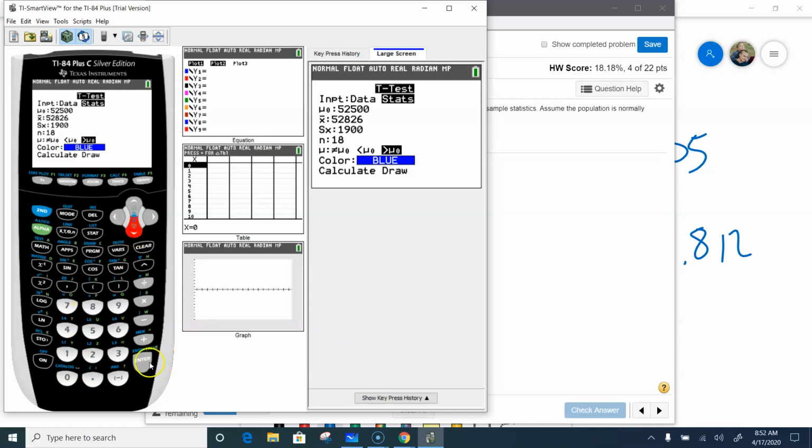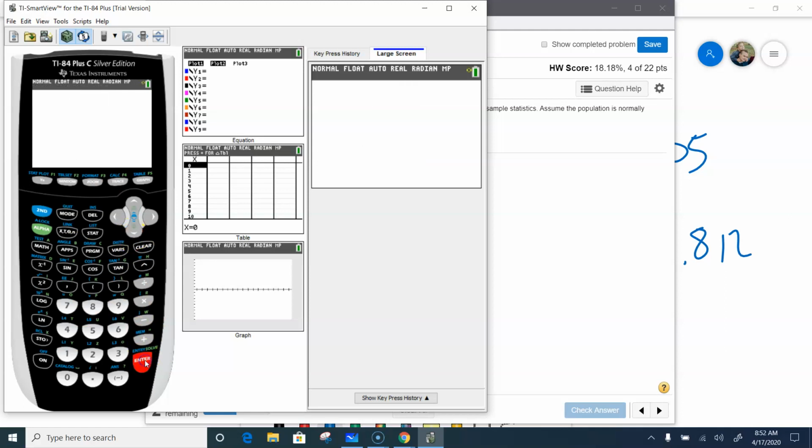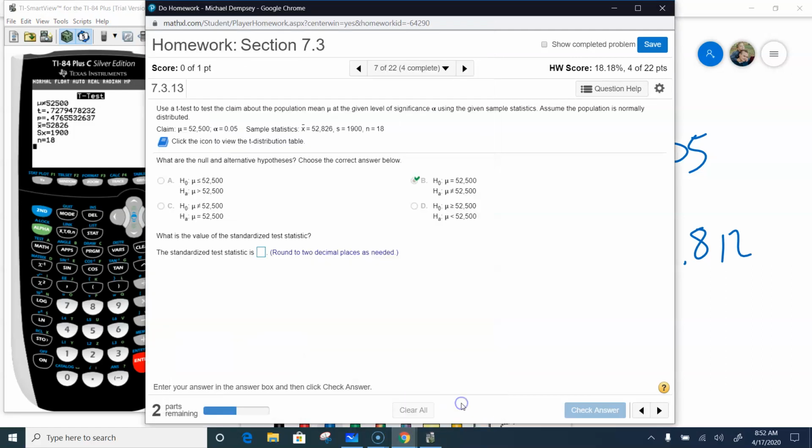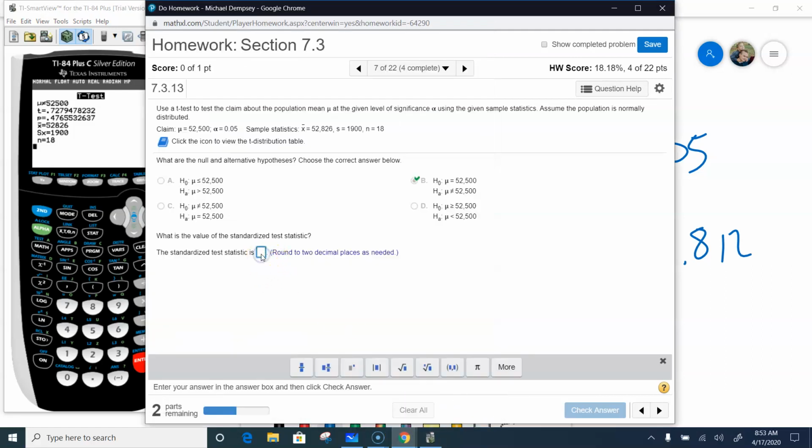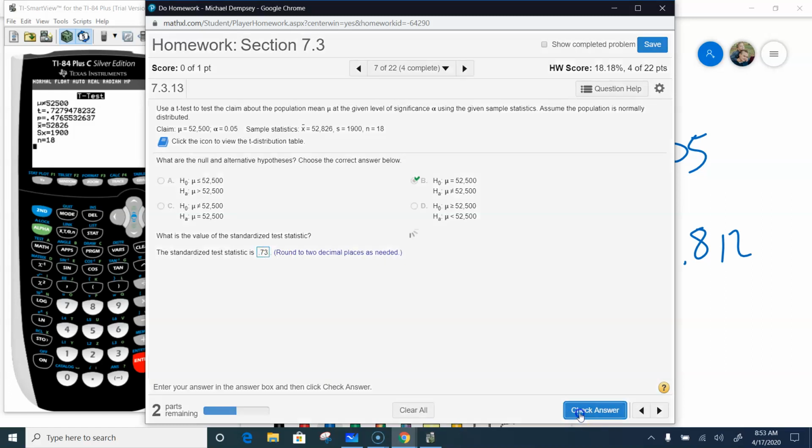I believe this is a two-tailed test, right? Yeah, we're just simply saying it equals such and such, so that's two-tailed. All right, so I get a statistic of 0.728. So to 2 decimal places, that would be 0.73, right?